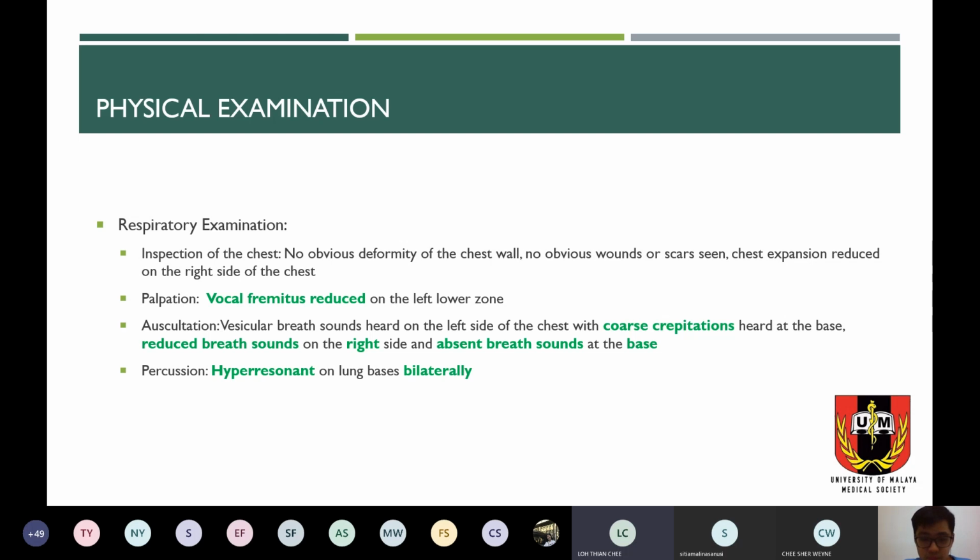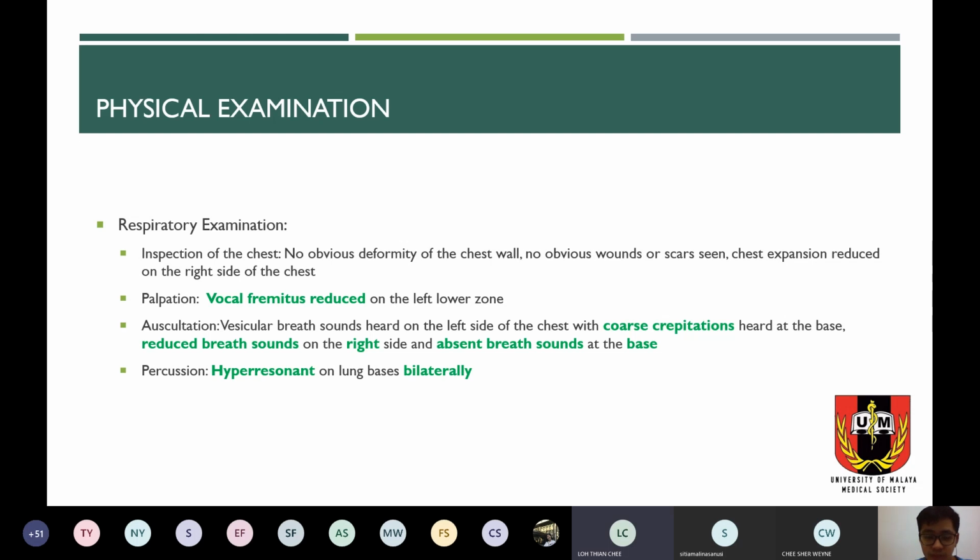All right. Because of all the typos, I think you should give your friends some time to digest this. Chest expansion reduced on the left side. Reduced vocal fremitus. Isn't it increased? Increased at the lower zone. Okay. But the vesicular breath sounds and crepitations are on the right side. The left side actually has reduced breath sounds at the upper and middle zones, and then absent at the lower zone.